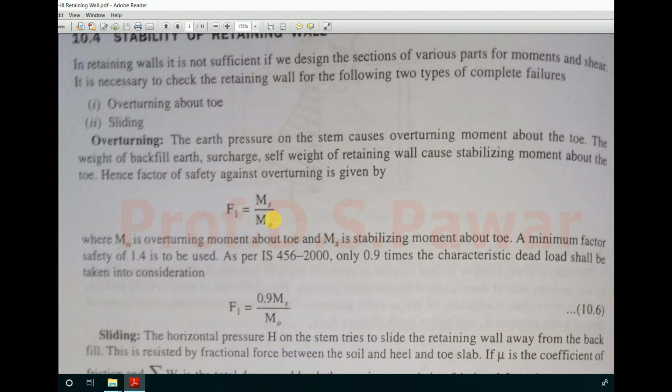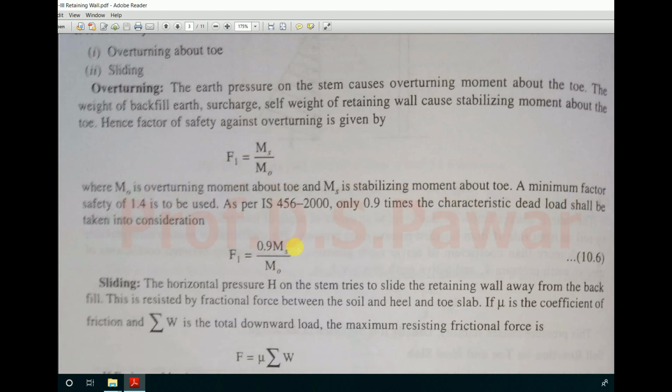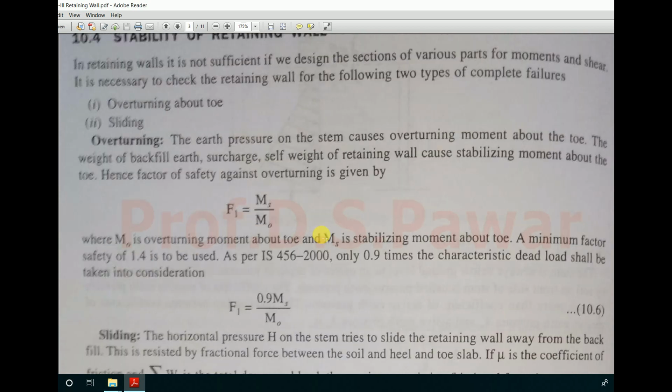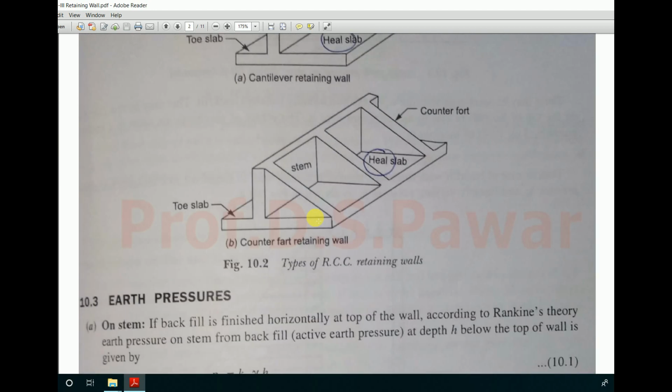We are going to see this in detail while solving the problem. So this is the stability moment and this is the overturning moment. Here Mo, the overturning moment, is about the toe. Ms is the stabilizing moment, with a minimum factor of safety of 1.4 given in IS 456. Only 0.9 times the characteristic dead load shall be taken into consideration. So while calculating the factor of safety, 0.9 into stability moment divided by overturning moment, and this value should be more than 1.5.